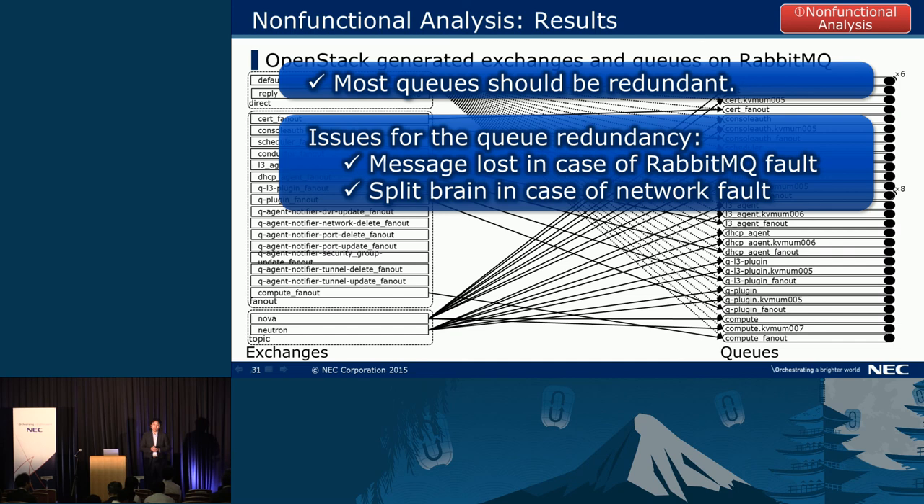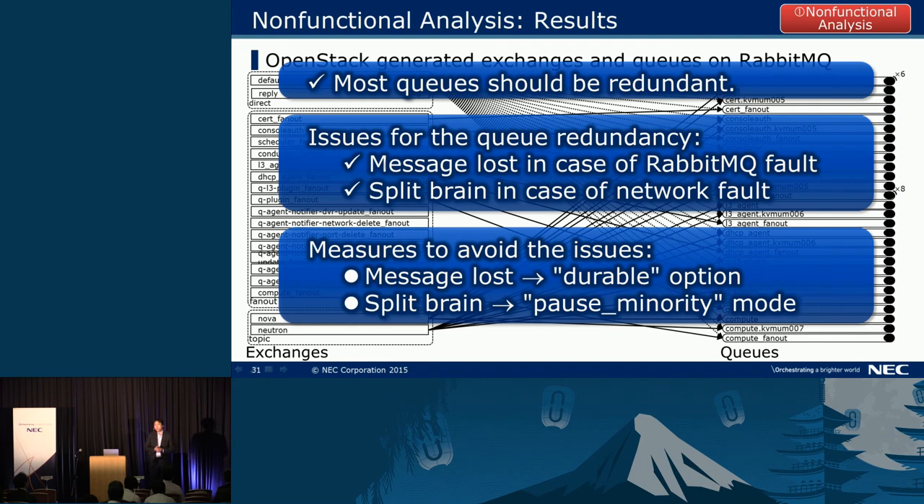And if you adopt OpenStack by default, such a case may cause an issue for the queue: message loss. And if you take care of a redundant environment, you need to take care of the split-brain situation. We found such issues, and then we are contributing our knowledge to the community. Regarding message loss, RabbitMQ has a durable option, and for the split-brain case, RabbitMQ has a pause minority mode. We found such issues and solutions, and we contributed them to the community.